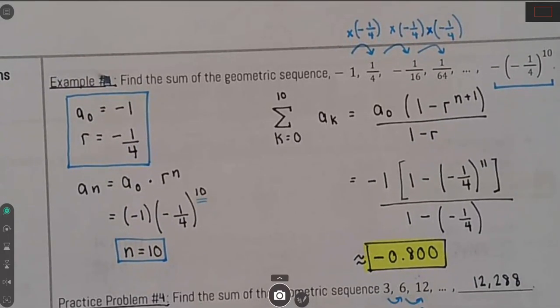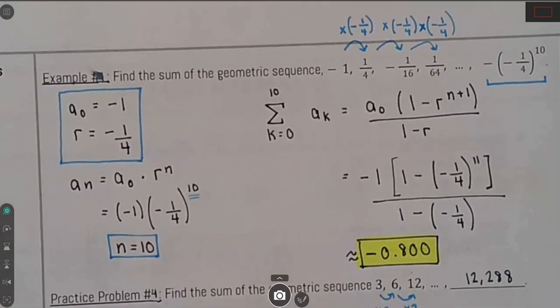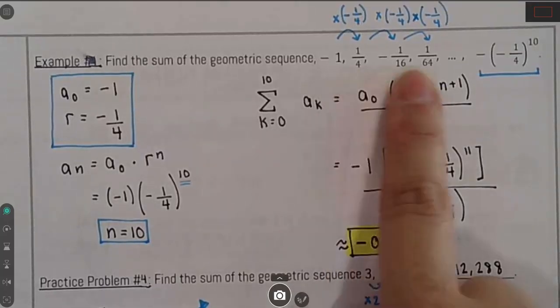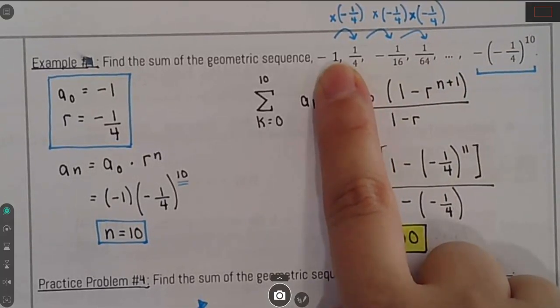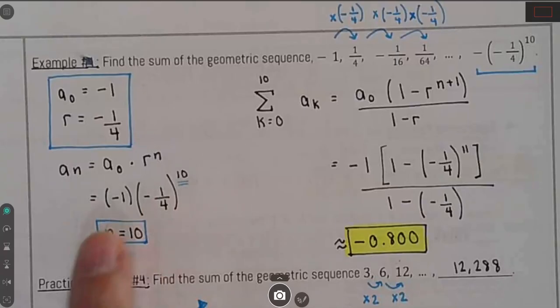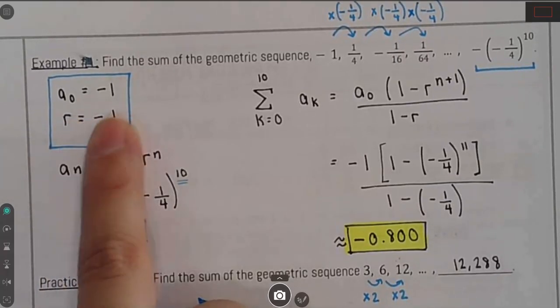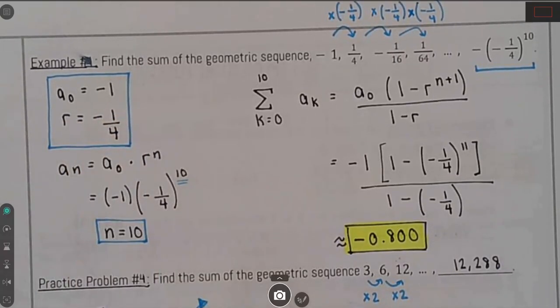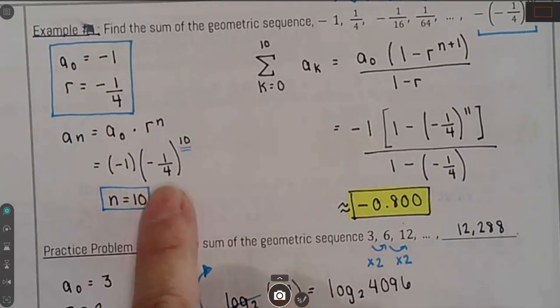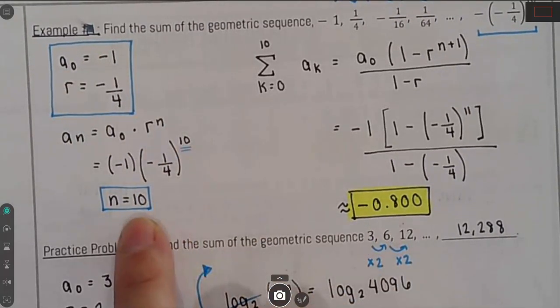All right, sorry for the smear there. Find the sum of the geometric sequence, blah, blah, blah. Okay, so same thing here. We're multiplying by negative 1/4 each time. So my initial value is negative 1, and my common ratio is negative 1/4. Plug everything in to solve for n. We're going to get n equals 10.